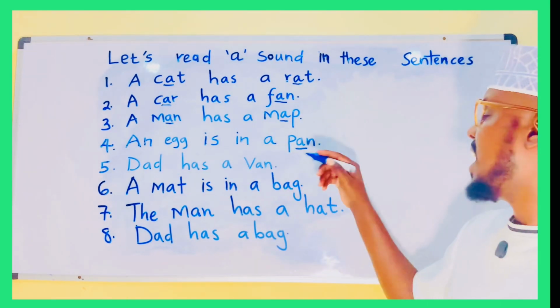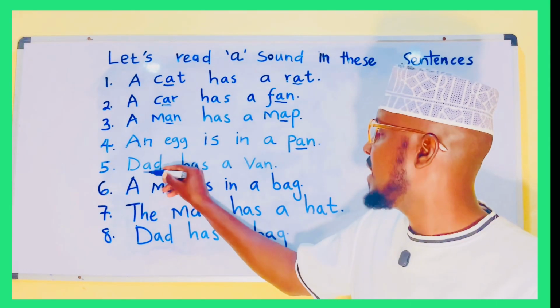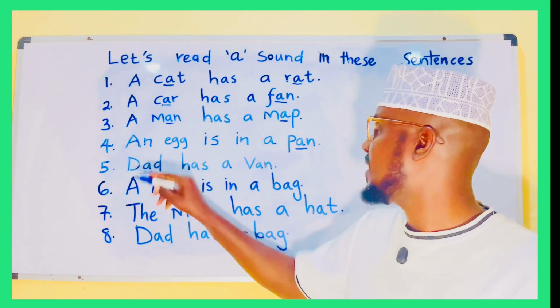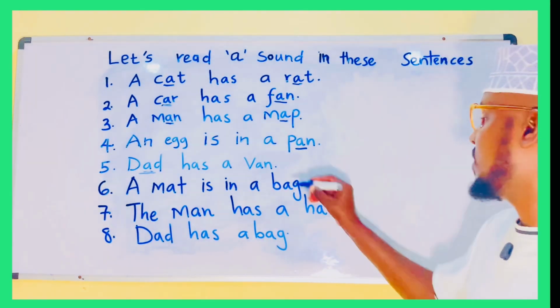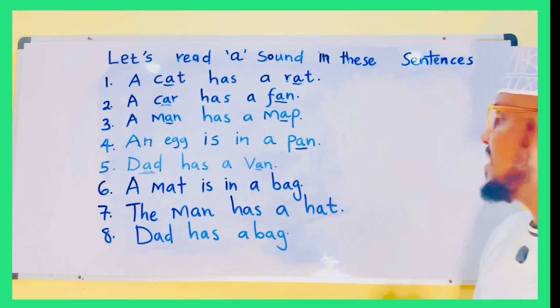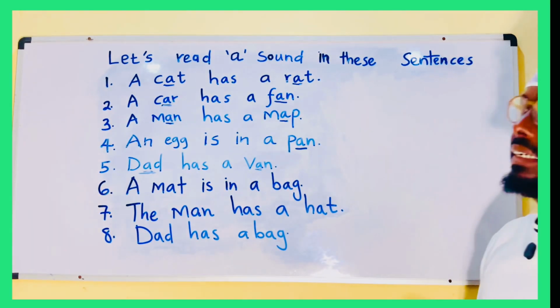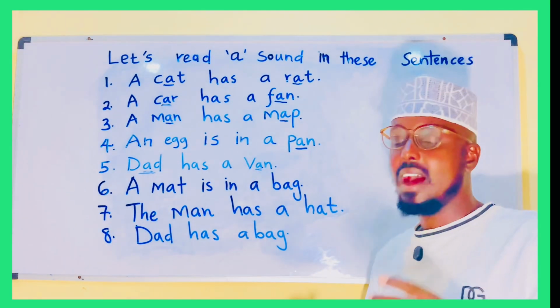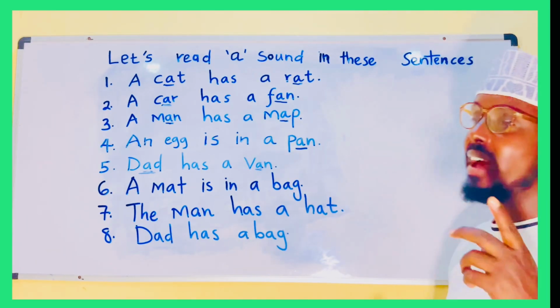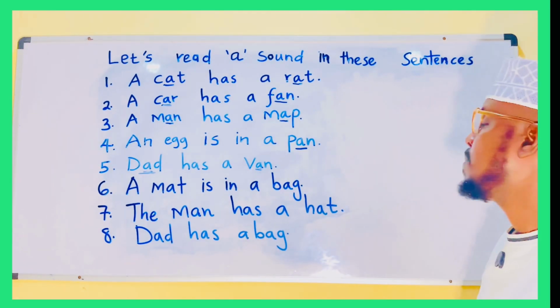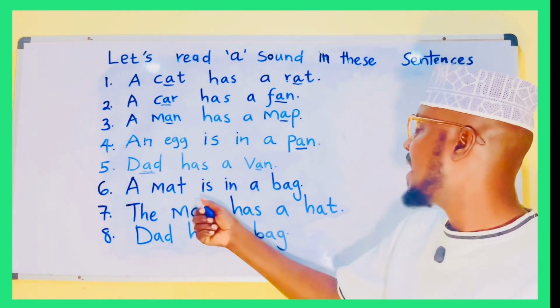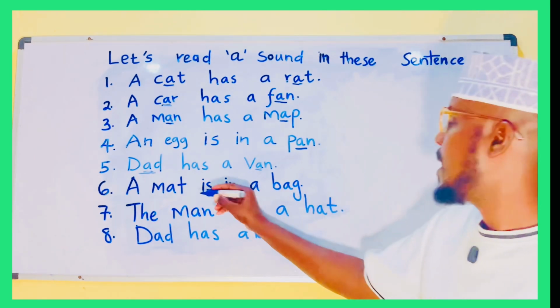Dad has a van. Dad, you can see dad is there. So it was there in our previous lesson. Dad has a van. Dad has a fan. Dad has a van. Okay, next. A mat is in a bag.